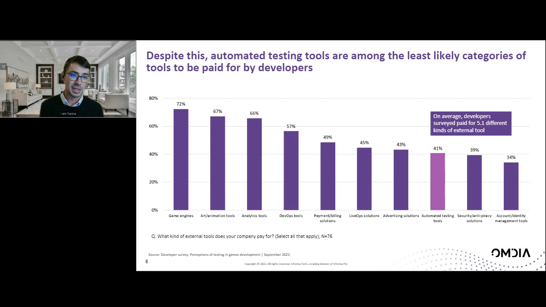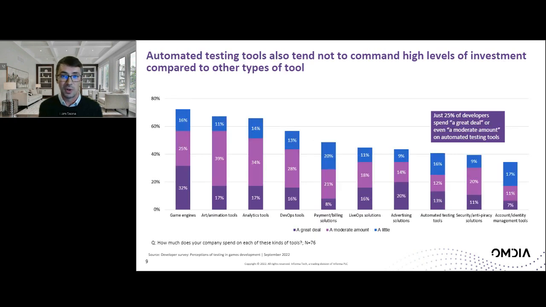So we can see top of the list here, of course, we have core development tools, game engines, art animation, and so on. Striking that testing comes relatively low down here. So we're talking here about external tools. Automated testing, 41%, one of the less used tools. So we can see it's relatively far down as far as penetration in the market today is concerned. And bear that in mind when we look at this from the perspective of investment levels as well.